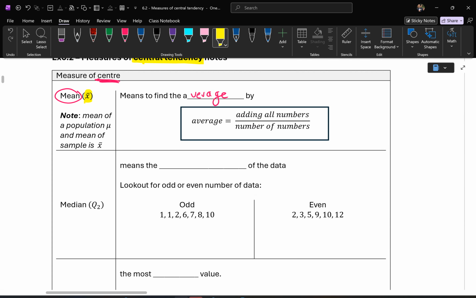Notice the symbol. For those who do general mathematics, on your CAS calculators, you need to know that symbol means to find the average.